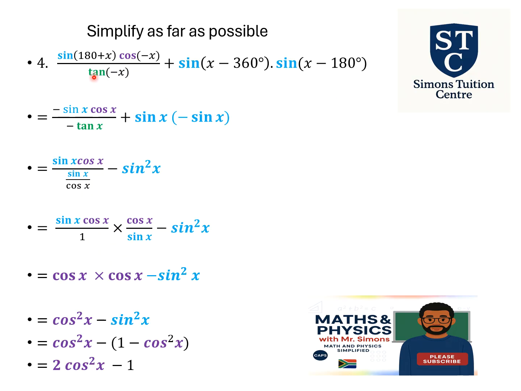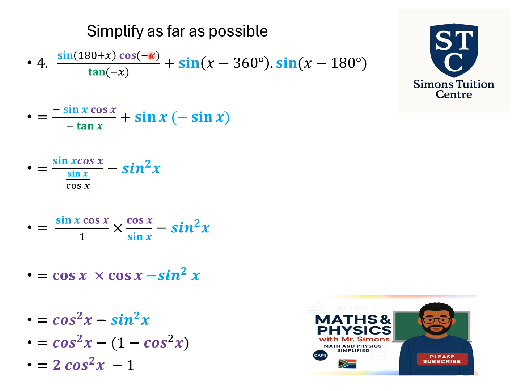Alright, number 4. We have sine(180 + x) times cos(−x) divided by tan(−x) plus sine(x − 360) times sine(x − 180). So 180 + x is in the third quadrant. In the third quadrant, sine is negative, so it becomes negative sine x.